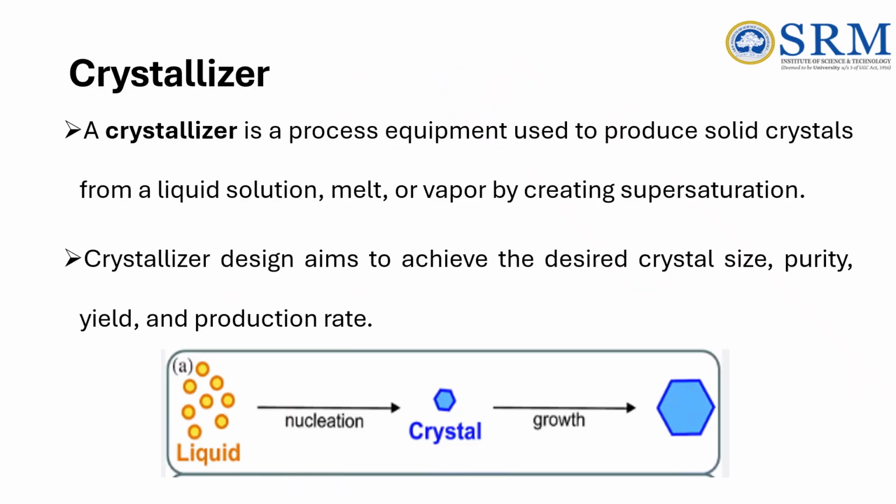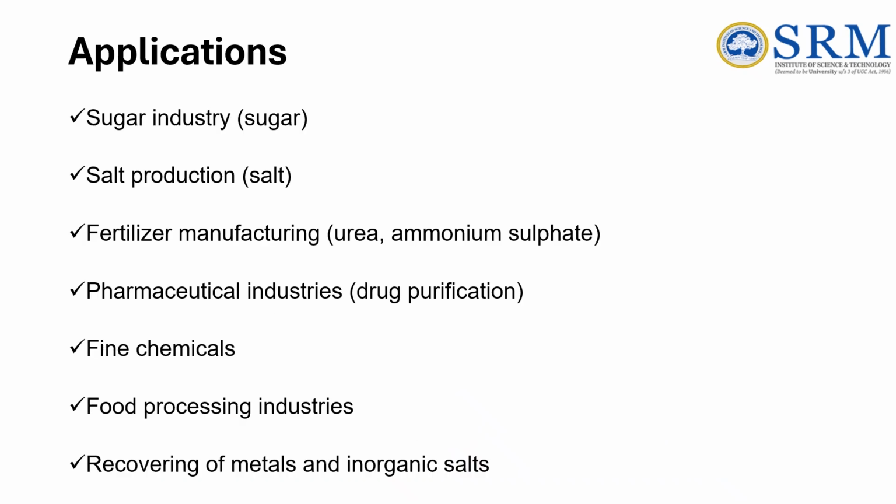Coming to the crystallizer definition, it is equipment used to produce solid crystals from a liquid solution or melt by creating supersaturation. The purpose of the crystallizer is to achieve the desired crystal size, purity, yield and product production rate. So here we can see, from the liquid, we concentrate the liquid, and when the liquid attains supersaturation, nucleation proceeds and the crystal is formed. Once the crystal is formed, it grows and attains the desired product.